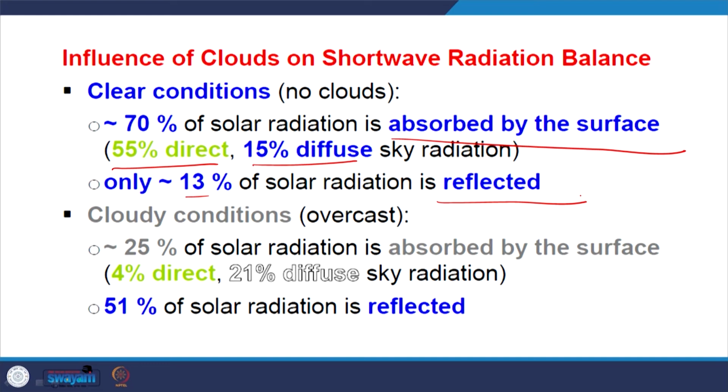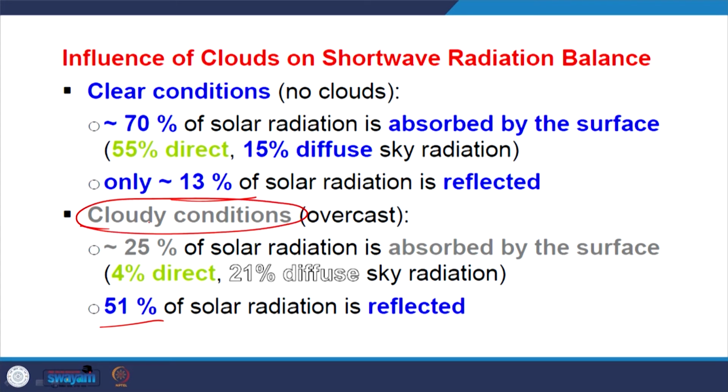And if there is an overcast, these percentages change. 25% of solar radiation is absorbed by the surface because clouds are reflecting much, of which 4% is direct and 21% diffuse sky radiation. Now, 51% of the solar radiation is getting reflected. So these percentages are changing. Why? Because here you see 13% of solar radiation is reflected and there 51% is reflected. This increase from 13 to 51% is only because of the clouds and the high albedo that the cloud tops possess.